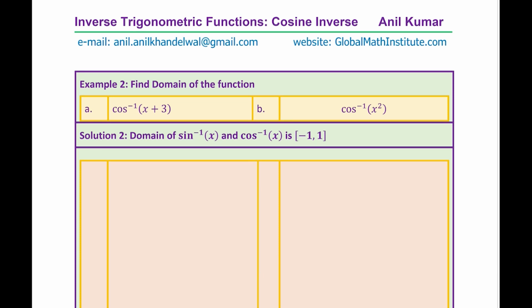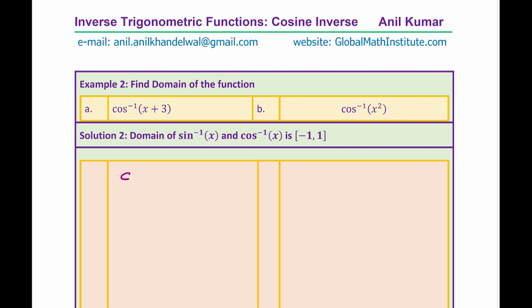Question number 2. Find the domain of the given function. So we have cos inverse of x plus 3 and cos inverse of x squared. I'd like you to pause the video at this stage and then find the domain of these functions. Well, here is your hint. For both cos inverse and sine inverse, the domain is between minus 1 and 1, both included.